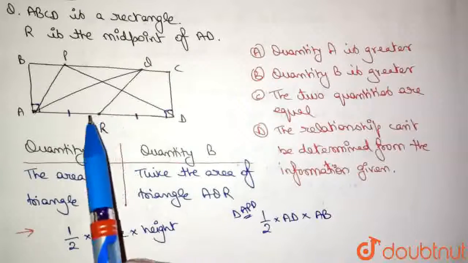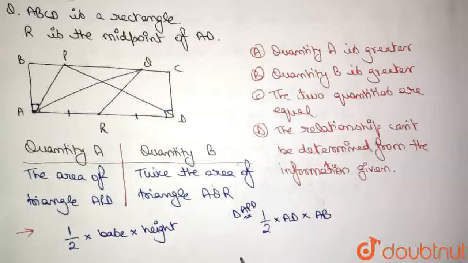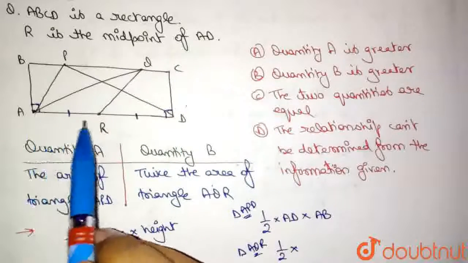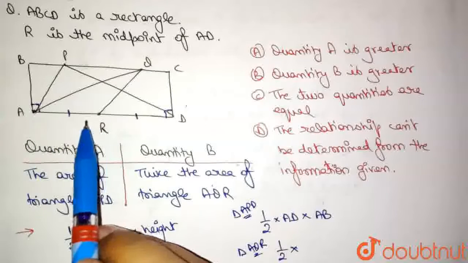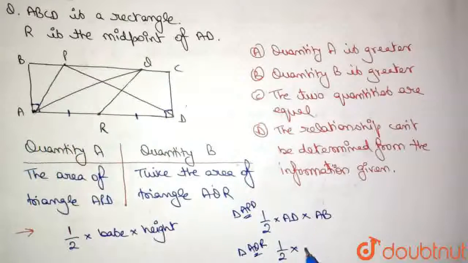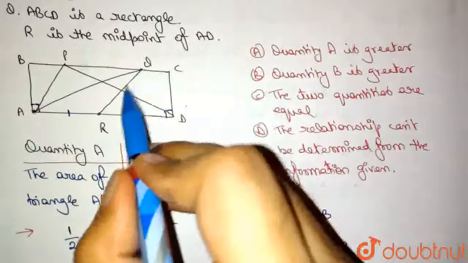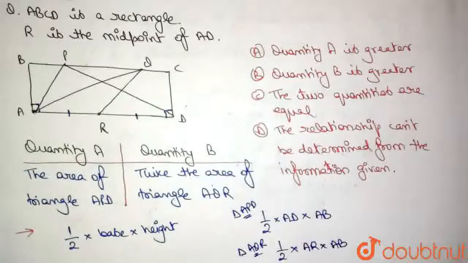Now if I write for triangle AQR, once again the area is half into the height, which is once again AB, and the base is actually AR, because the triangle being talked about is AQR. So the height for both the triangles is the same. Now we know that here it is written twice the area of triangle AQR, so we need to multiply this by 2.